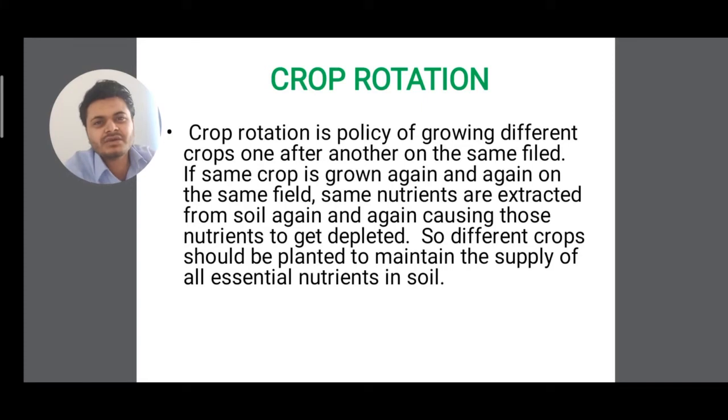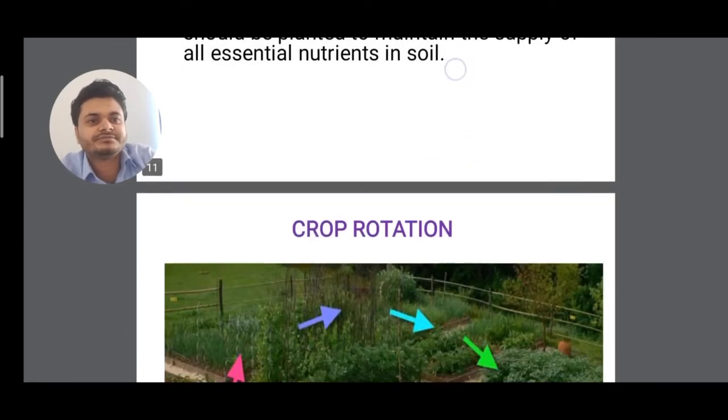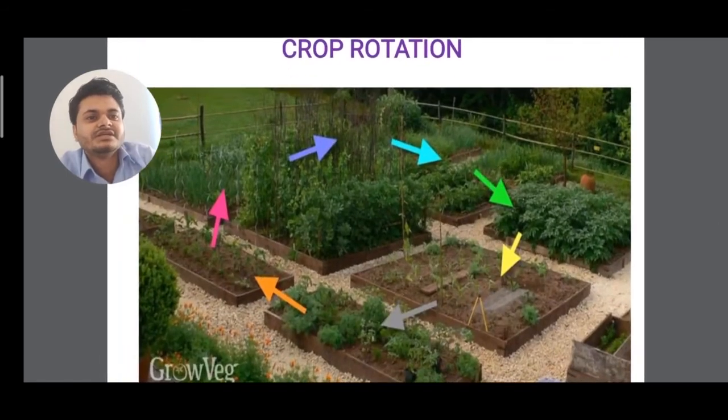If I plant only one particular crop, then the nutrients taken from the soil by that plant will keep getting depleted, isn't it? But if I do crop rotation, that means when one crop is over, I plant a different crop next, then the other nutrients will be saved, isn't it? So this is crop rotation. You can see the figure given, one crop, then another, in a circular format. Different crops are planted in one particular field, so the fertility of the soil can be maintained.